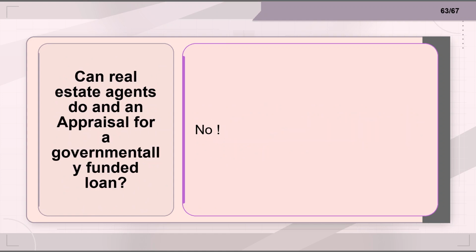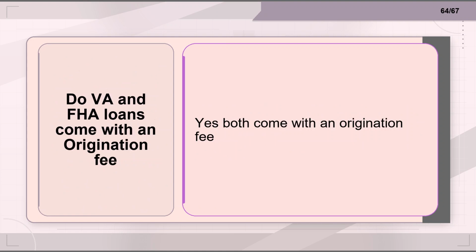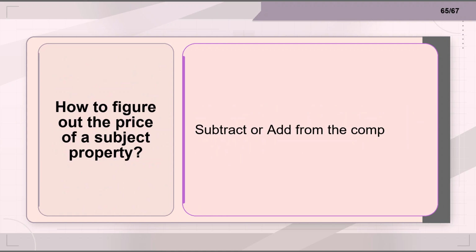Flashcard 63. Term: can real estate agents do an appraisal for a governmentally funded loan? Definition: no. Flashcard 64. Term: do VA and FHA loans come with an origination fee? Definition: yes, both come with an origination fee. Flashcard 65. Term: how to figure out the price of a subject property? Definition: subtract or add from the comp.